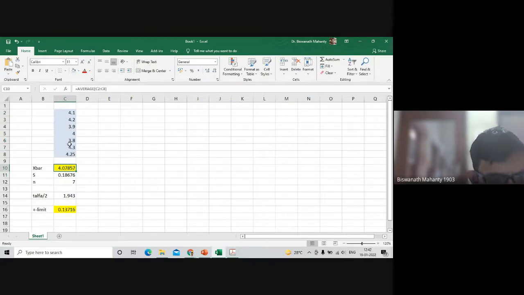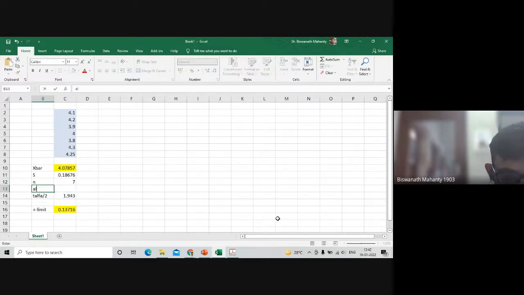You sum and divide by number. You do. And standard deviation, you know the formula, but I'm using a simple formula in Excel. If you want to do it manually, you can. I have no stoppage for that. N is number of samples. Everyone knows. T alpha by 2, just now I calculated. And what is my alpha? By the way, I have not told you my alpha assumption. My alpha is how much?